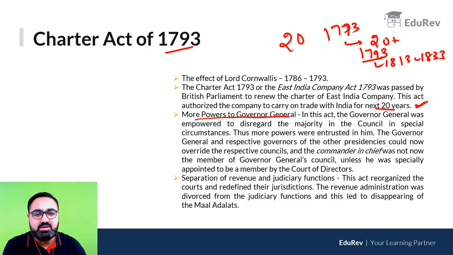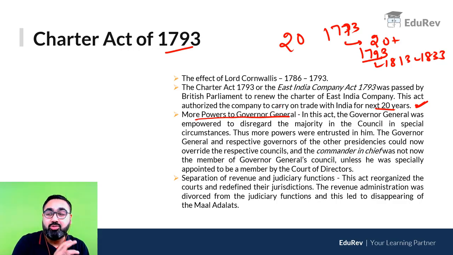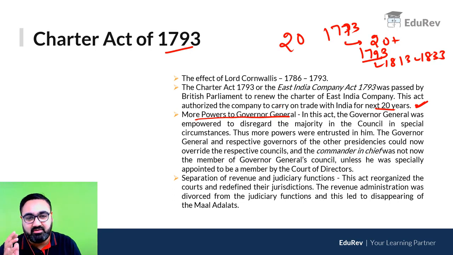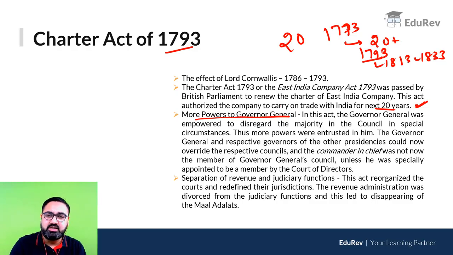Now, what were the more powers? In some cases, he could override his council. Council का जो majority decision होगा उसको override कर सकते हैं कुछ cases में the Governor General. Apart from this, कहा जाता है when Cornwallis was asked कि आप जाइए वहाँ पे इंडिया में as a Governor General, he said I will not go unless I am also given the power of the military.